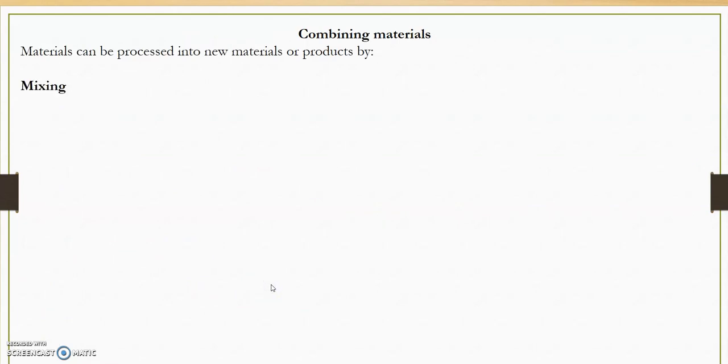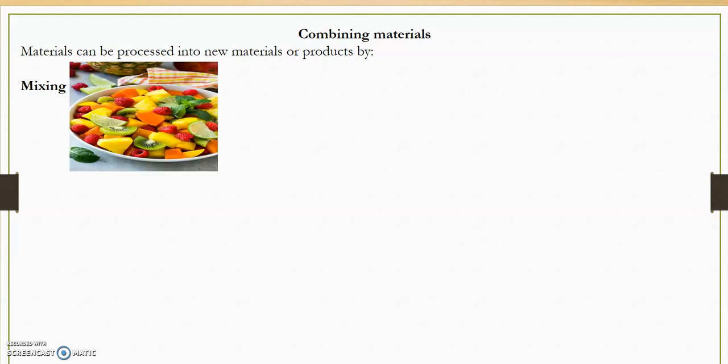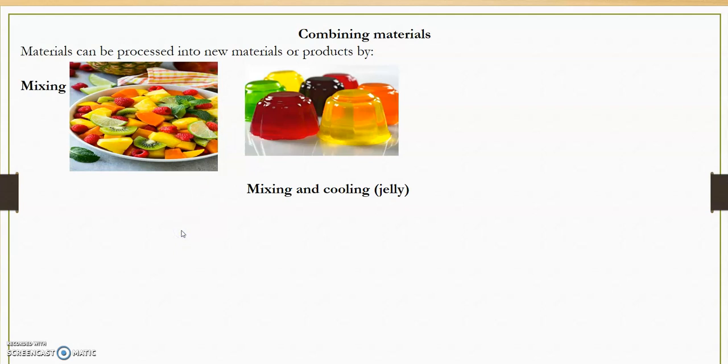So materials can be processed into new materials or products by mixing. So when you mix items, alright, you come up with a new product. Look at this bowl of fruit salad. We had different kinds of fruits that have been cut and mixed together, and we come up with this mixture. So that is one way of combining materials. You can also combine materials by mixing and cooling.